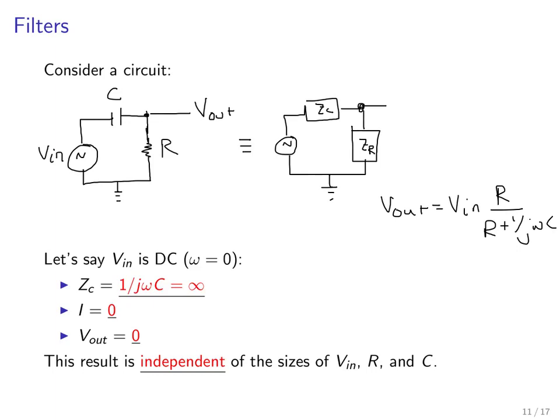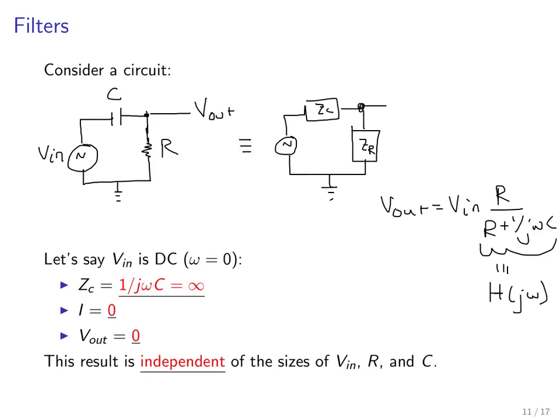And so this here is the transfer function, right? This is equal to H of j omega, this R divided by R plus 1 over j omega C. It is a function that relates the input voltage to the output voltage at a given frequency. Okay, so let's see what this actually does to input signals.